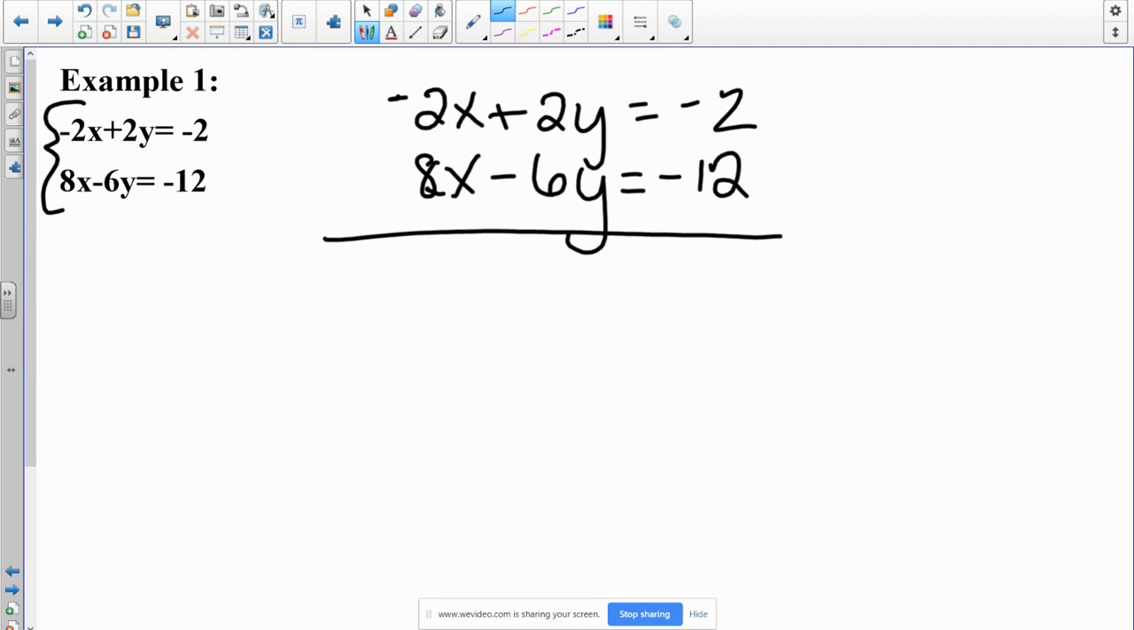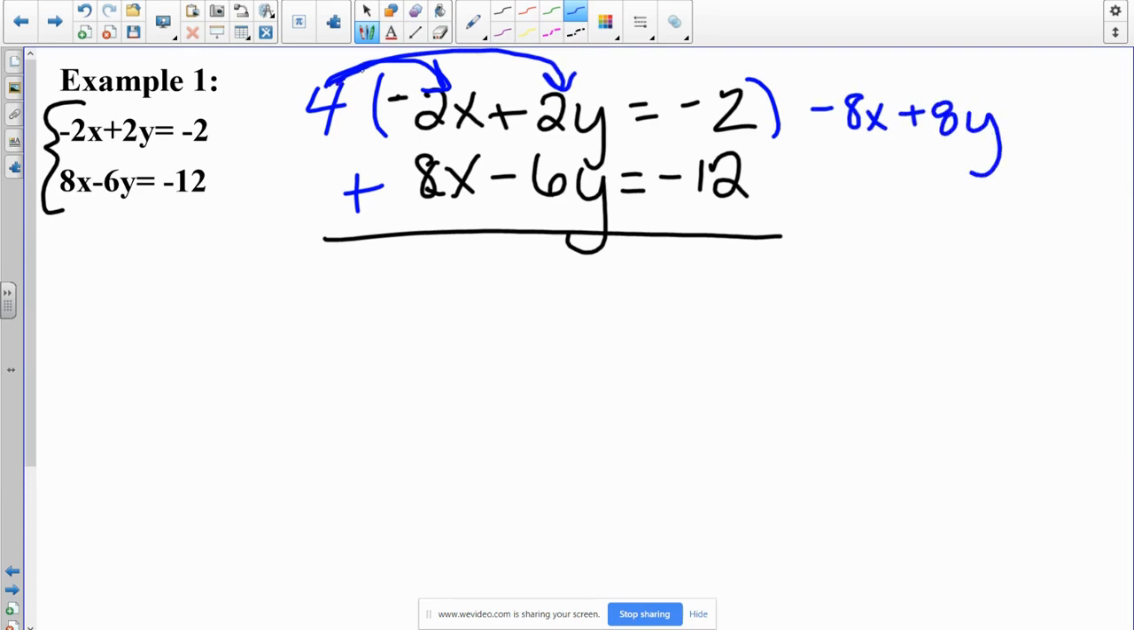So I'm going to eliminate the x on this first one. So again, I want this to be -8, so that when I add the two x values together, they're going to cancel each other out. That means I have to multiply this whole first equation by 4, again, to eliminate the x's. So I'm going to take 4 times -2, which is -8x. I'm going to take 4 times 2y, which is 8y. And I'm going to take 4 times -2, which is -8.